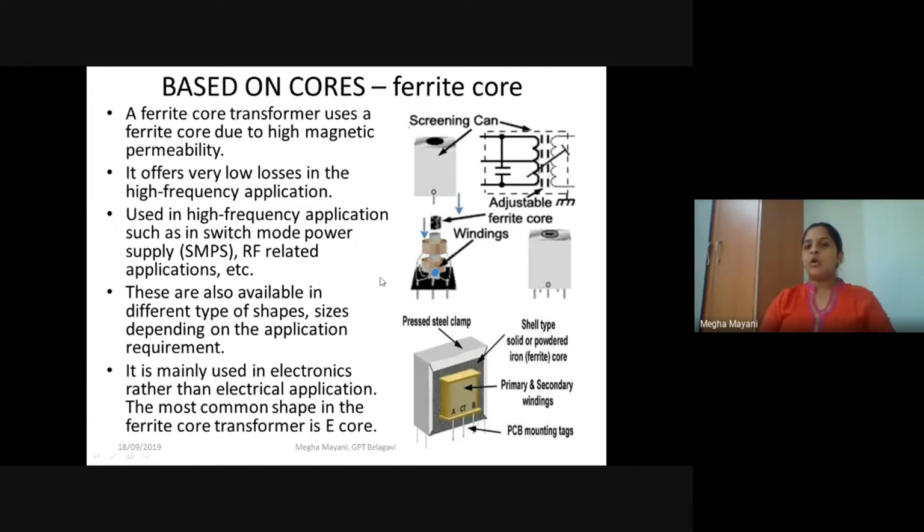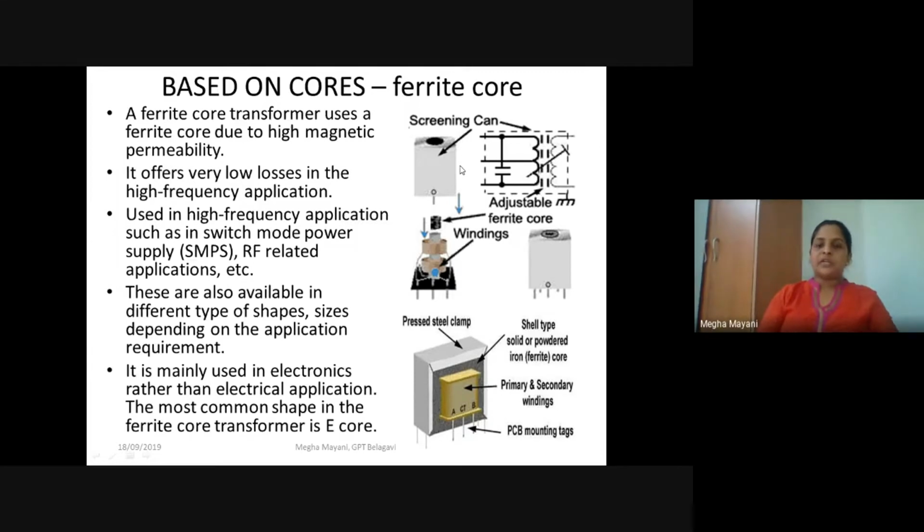And the most common shape which is used widely is the E type of core. That is, if it is coming in the shape of the alphabet E, then that will be an E core type of transformer. So that is widely used. So this is regarding ferrite core. If you are changing the core from iron to ferrite, we can find that the losses are considerably less at higher frequencies. So that is the speciality of the ferrite core transformer.